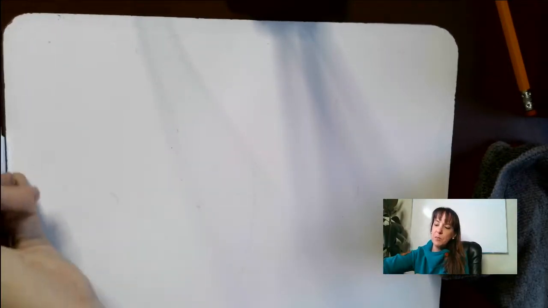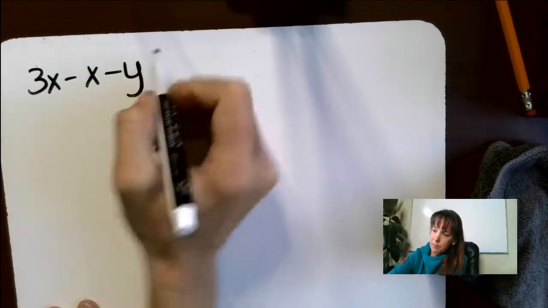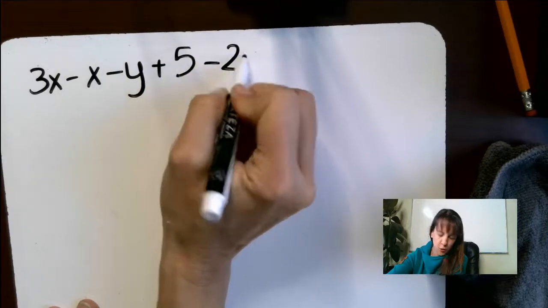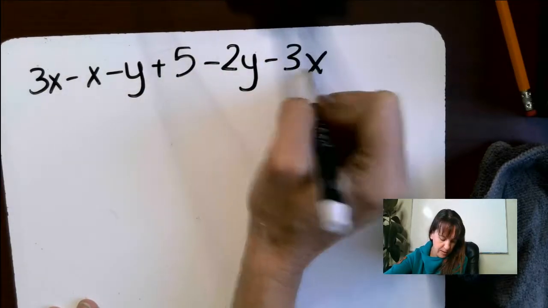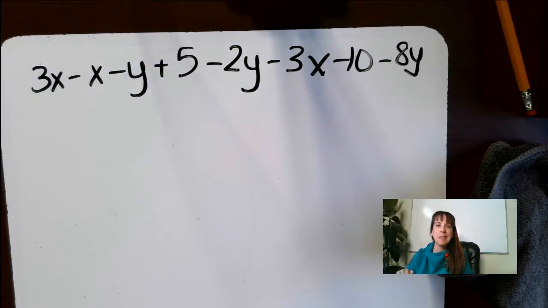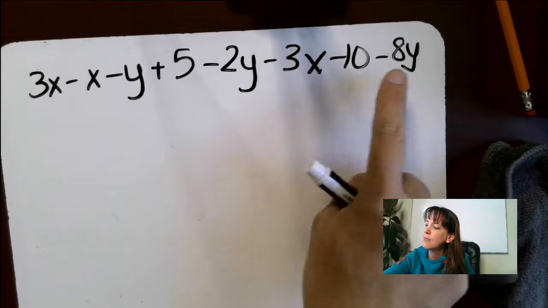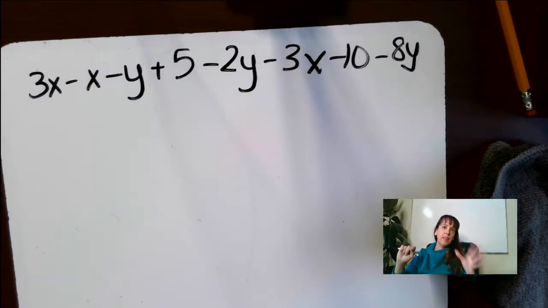Okay, so let's look at number 4. This one's a doozy because it's got lots of chunks. 3x minus x minus y plus 5 minus 2y minus 3x minus 10 minus 8y, right? This is a doozy. How many chunks do we have? 1, 2, 3, 4, 5, 6, 7, 8 chunks that we have to deal with.